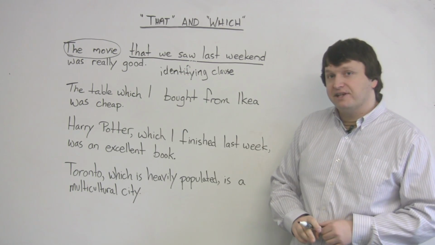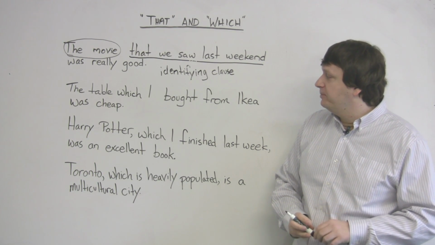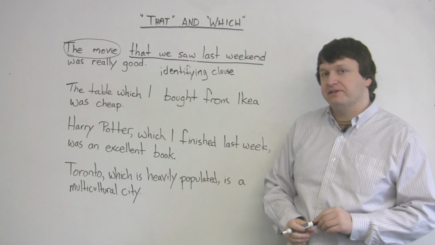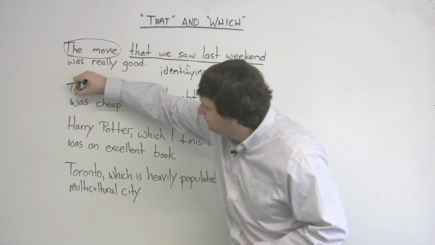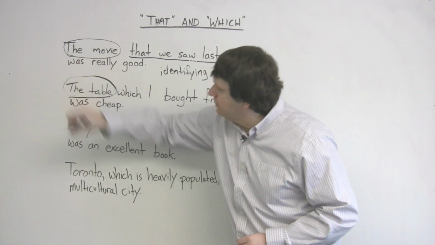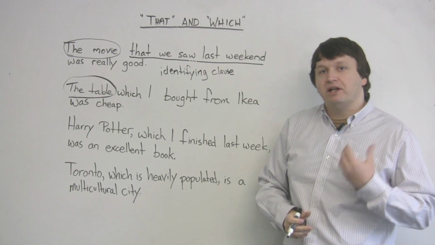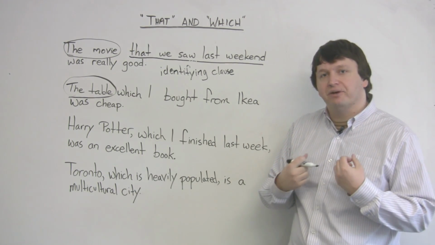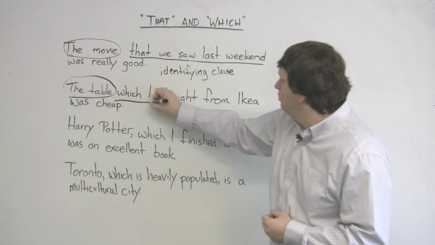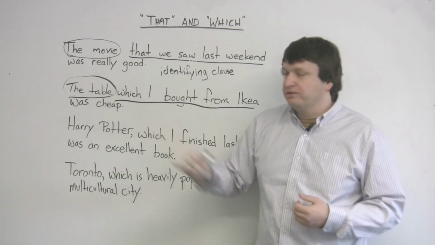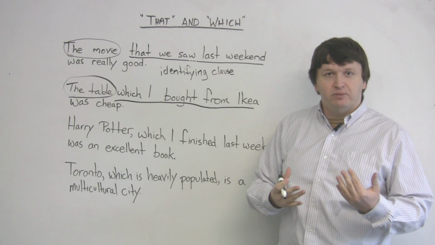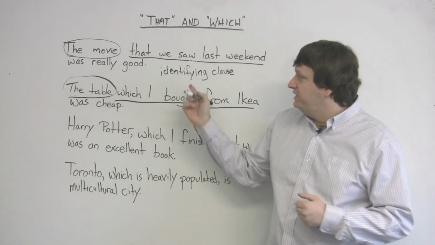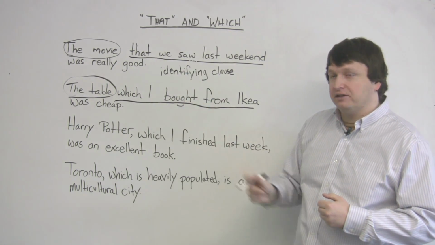Same thing with the second sentence. So the second sentence, the table which I bought from IKEA was cheap. First of all, identify the subject. What is the subject in this sentence? All right, the table. Now, what is the relative clause here? What is the adjective clause? Well, what about the table? Give me more information about the table here. The table which I bought from IKEA was cheap. So maybe you bought multiple tables and you want to specify that, well, the one that I got from IKEA was cheap. Okay? So these are both examples of identifying clauses.